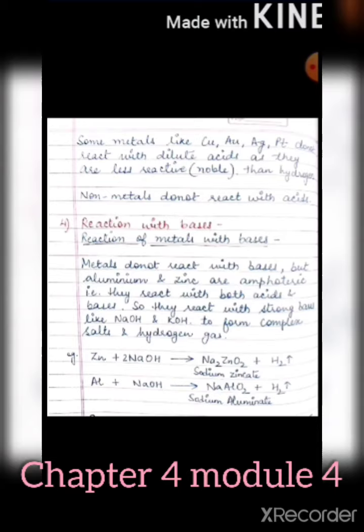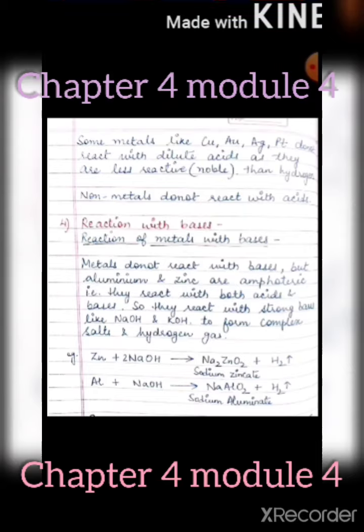Now the next one is reaction of metals with bases. Metals do not react with bases because, as we know, metal oxides are basic in nature. So base will not react with base. But there are two main metals, aluminium and zinc. They are amphoteric. Amphoteric means they react with both acids as well as bases. So they will react with base only. The strong bases will be taken here in this reaction. One I am taking NaOH, another we can take KOH. Sodium hydroxide NaOH and KOH is potassium hydroxide.